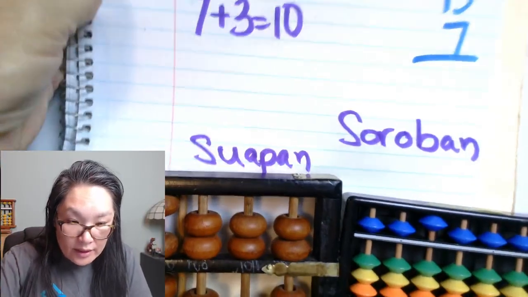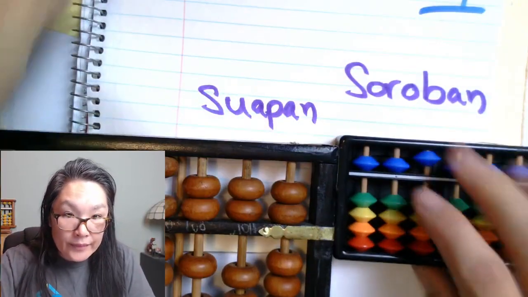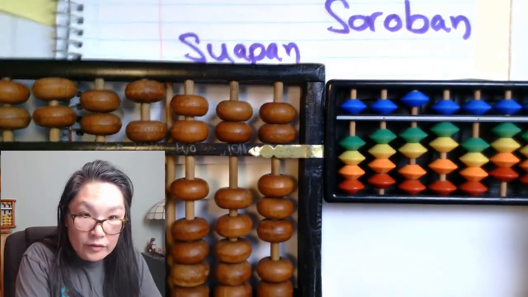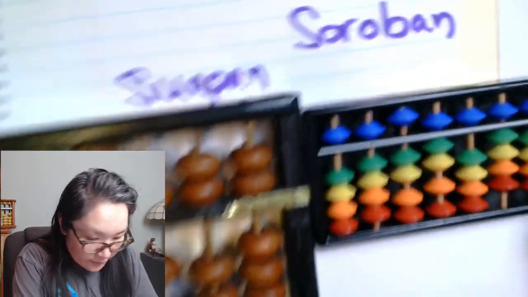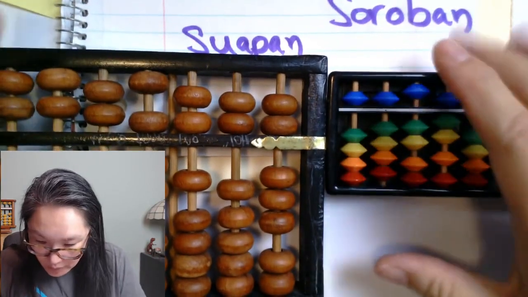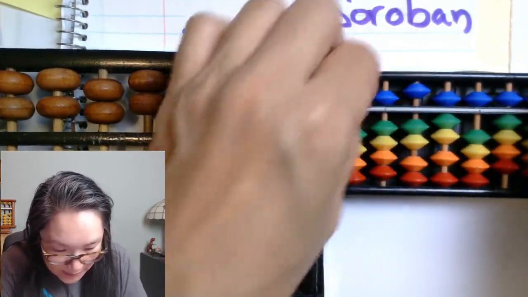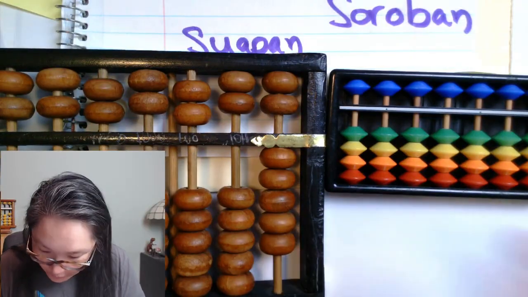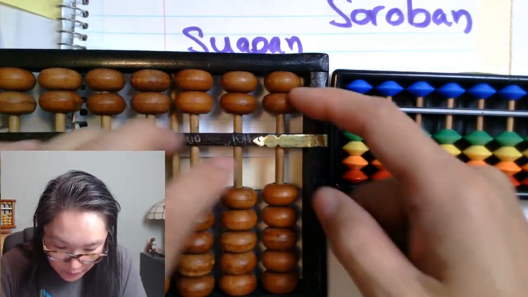Let me see if I can do that. All right. So what are we going to do? Let's do a review. It works exactly the same. It's got the 5 beads on the top. So 1, 2, 3, 4, 5, right? Easy, easy, easy. And then we do 5.